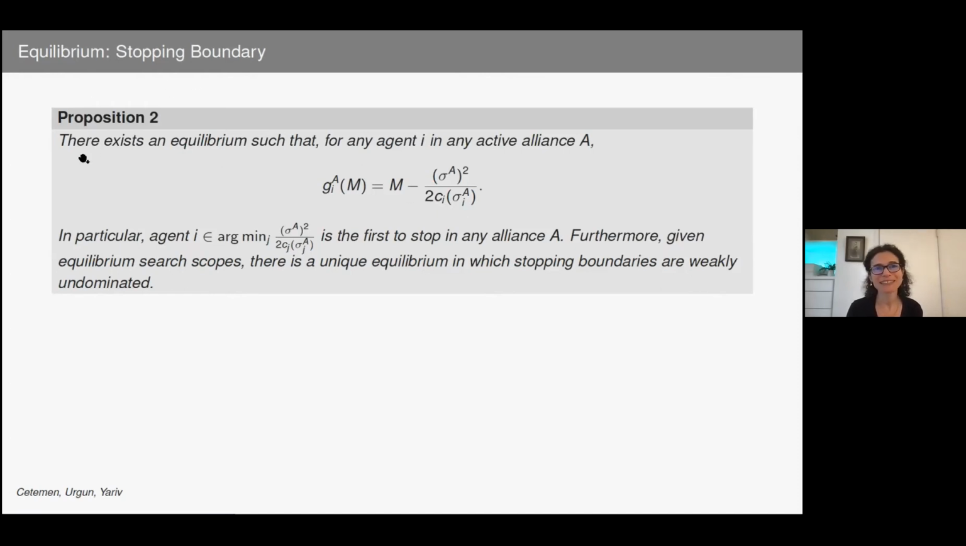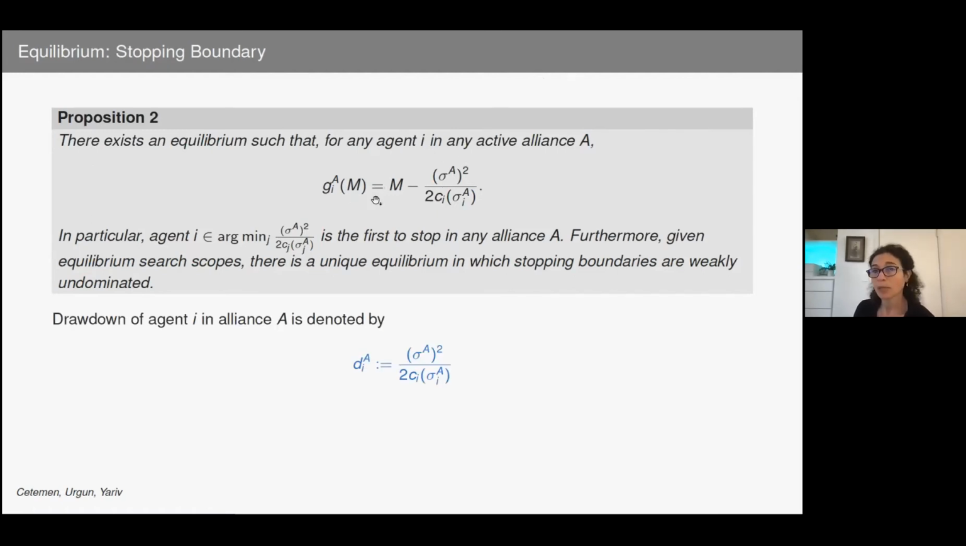Now, here I'm saying there exists an equilibrium. As it turns out, it actually generates a unique equilibrium outcome if we impose some mild version of weak dominance. So if we're thinking about a situation where everyone knows the search scopes implemented in equilibrium and we're looking for weakly undominated strategies, the unique outcome that will emerge will be the one corresponding to these stopping boundaries.